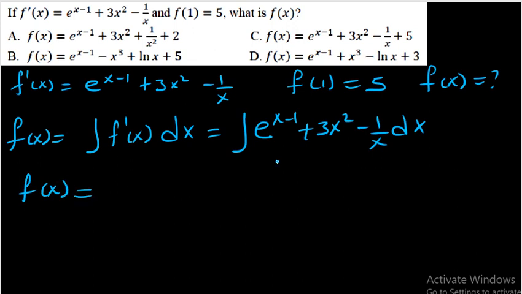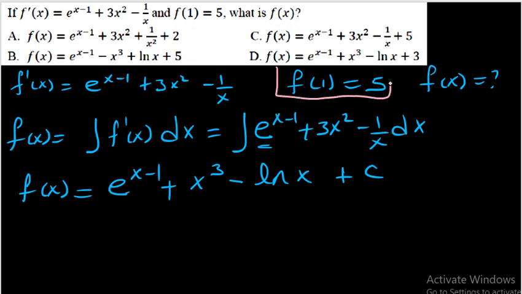Let's integrate it. The integral of e^(x-1) will be as it is, e^(x-1), plus the integral of 3x^2, which will be just x^3, because when you add 1 to the power it becomes cube, over 3, and the coefficient is cancelled, minus ln of x. Plus there will be some constant, but there is something else given here.